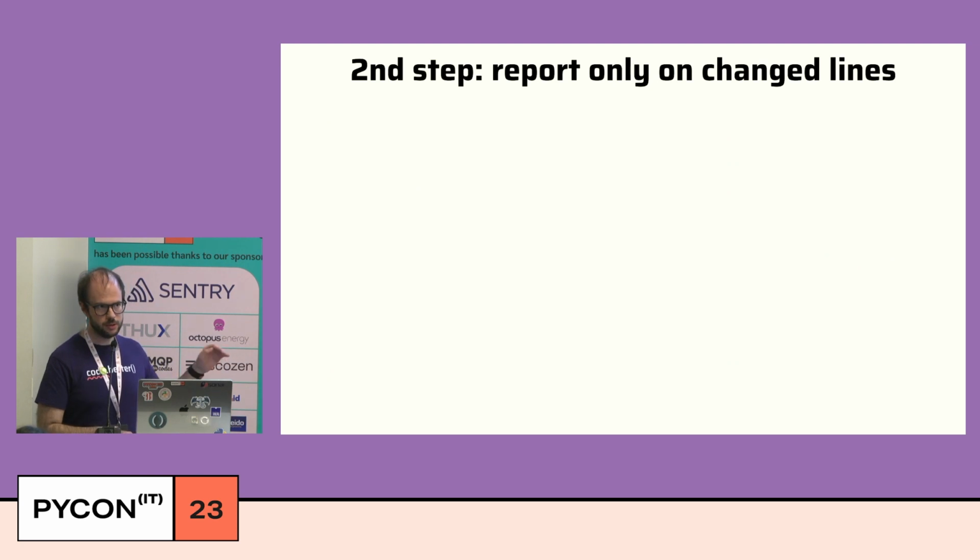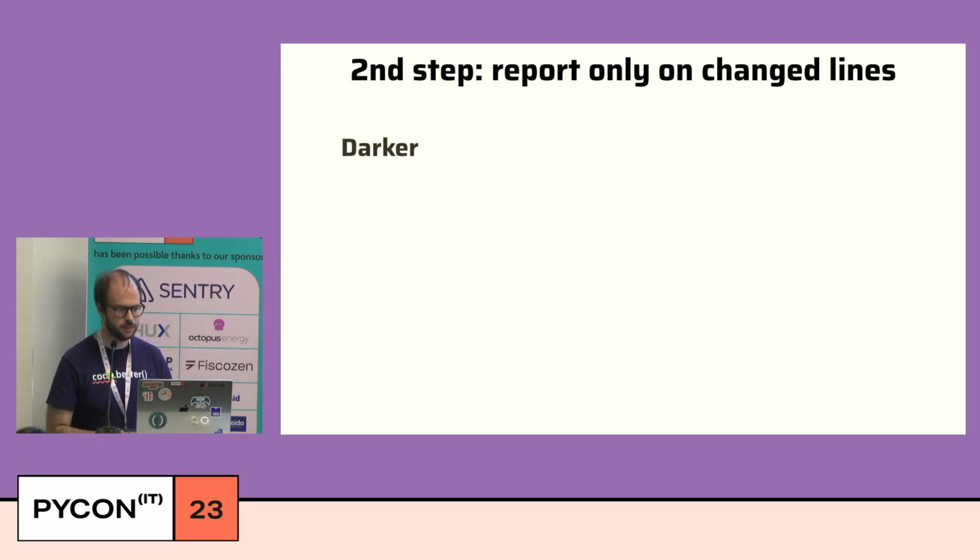So we saw together the first step, which, as a reminder, was to only focus on the changed files. However, with the clean as you code methodology, we would like to go a step further, to only focus on the changed lines. So how to do that? I would like to introduce a tool that is called Darker. Have you heard of Darker before? Can you raise your hand if you did?